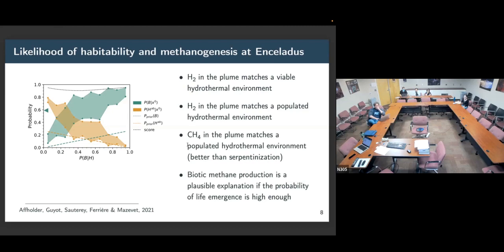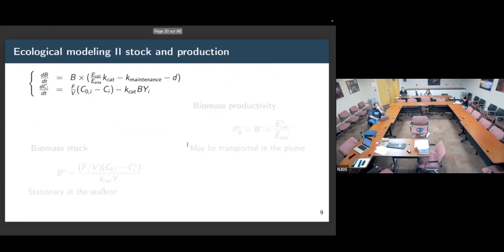But the framing of the conclusion would be: a biotic scenario would be likely to explain the methane in the plume if the probability of life emergence, analogous to this parameter, is high enough.